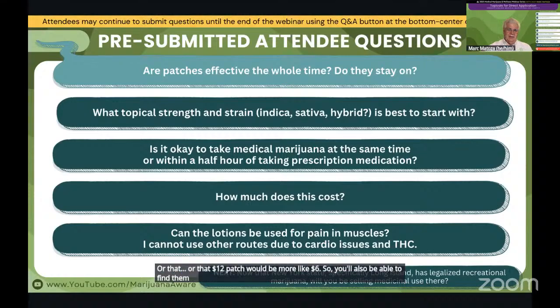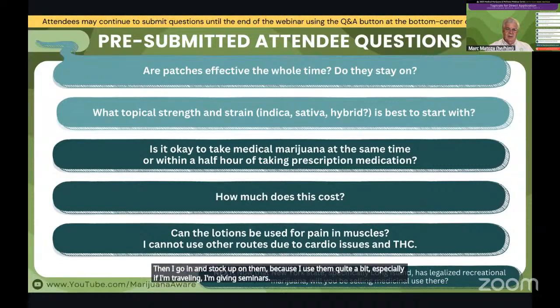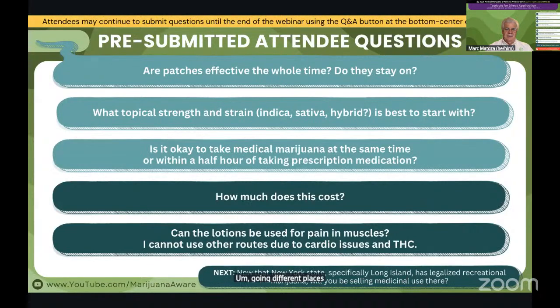I usually wait till they have a sale, then I go in and stock up on them because I use them quite a bit, especially if I'm traveling, I'm giving seminars, going different places. Cannabis patches are great to help me with my medication and make sure that I stay pain-free during the day, which is very, very important to me.